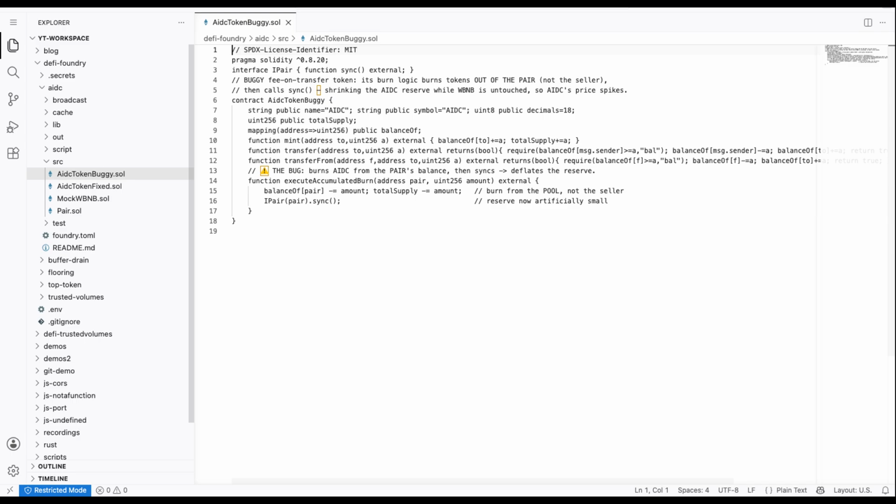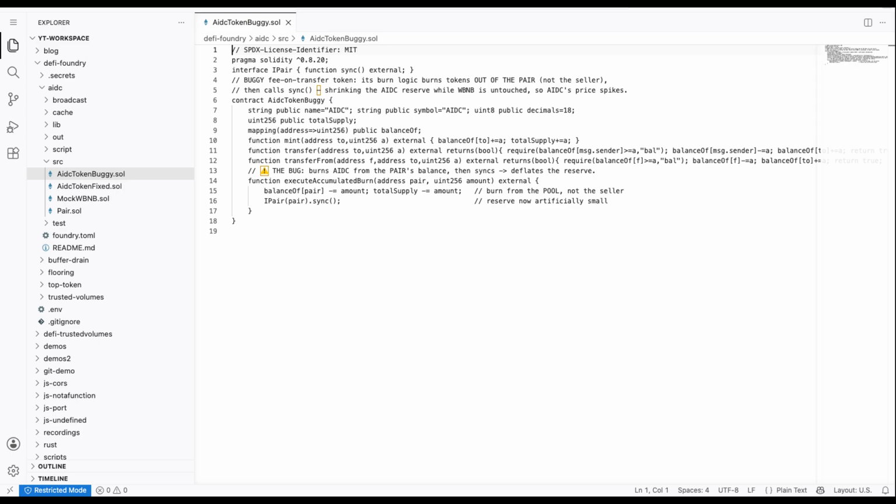The victim was a fee on transfer token, the kind that takes a cut on every trade. Its burn logic had a subtle bug. Instead of burning the seller's tokens, it burned tokens out of the liquidity pool itself. That one difference let the attacker rewrite the price. First, let's understand how the price even works.